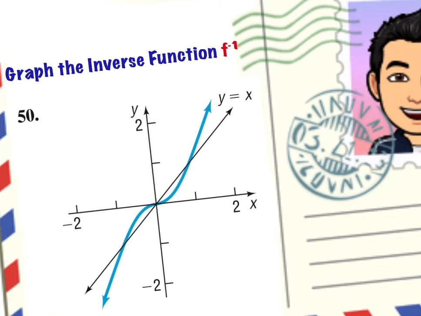For number 50, let's analyze this part. This is what you're getting for that part. And for this part, this is how it looks for the inverse function. For this part right here, this is how it looks on the inverse function. The last part, a straight line, this is what you're getting. And this is the graph of your inverse function.